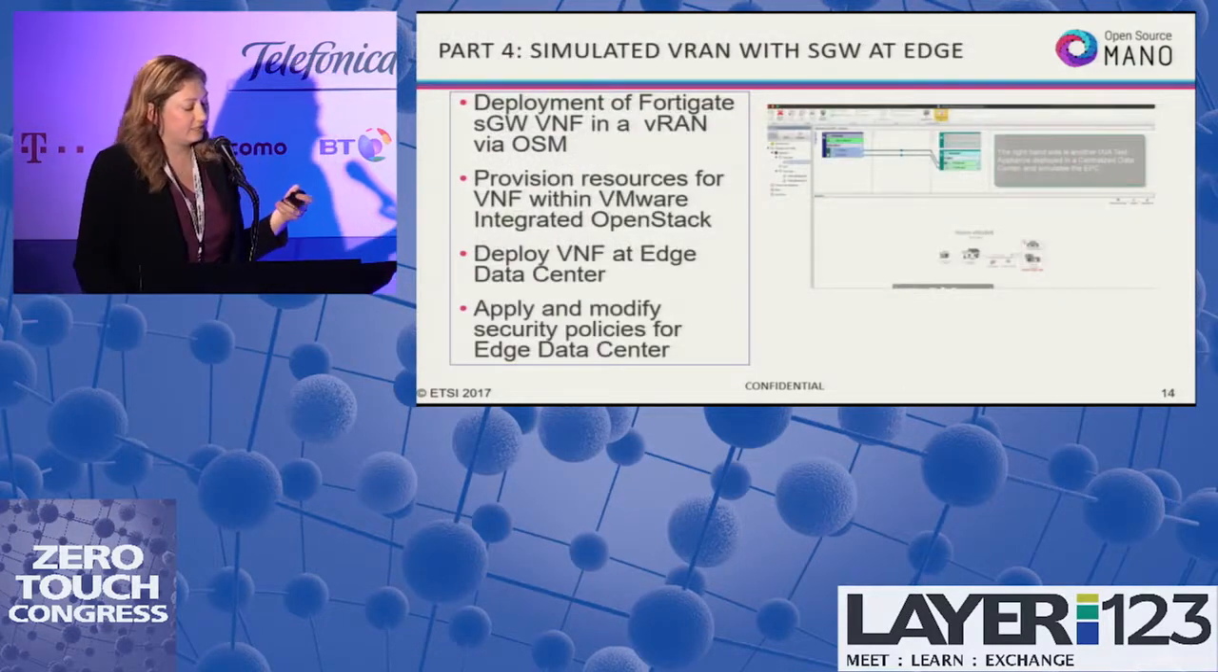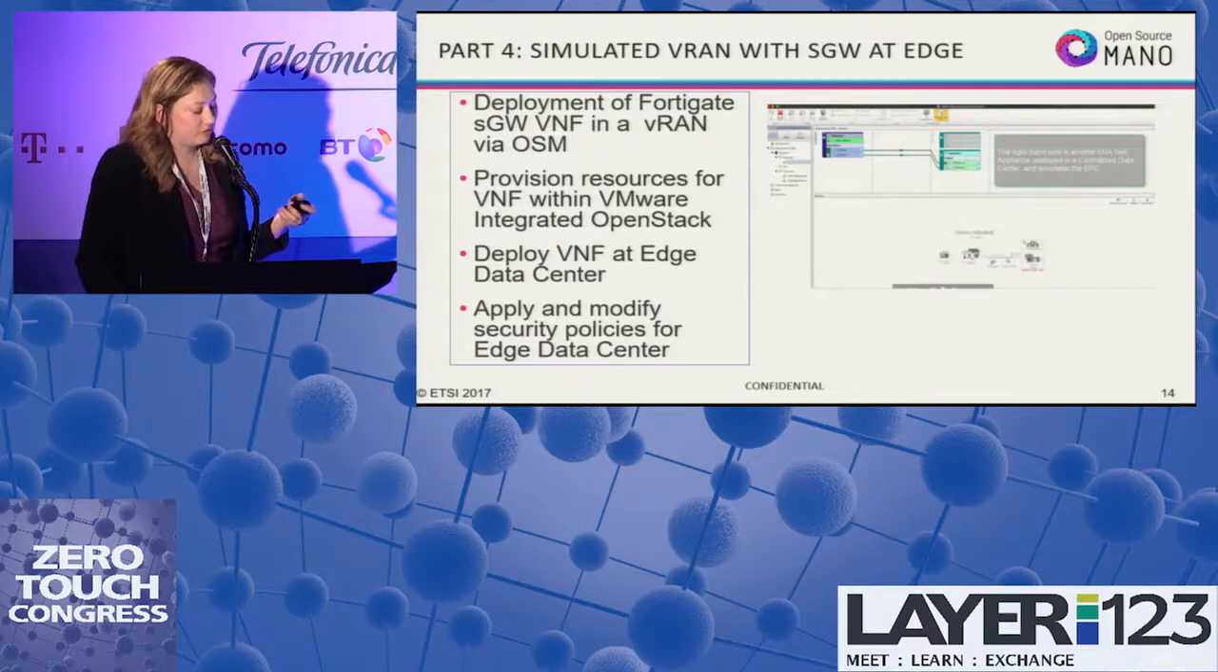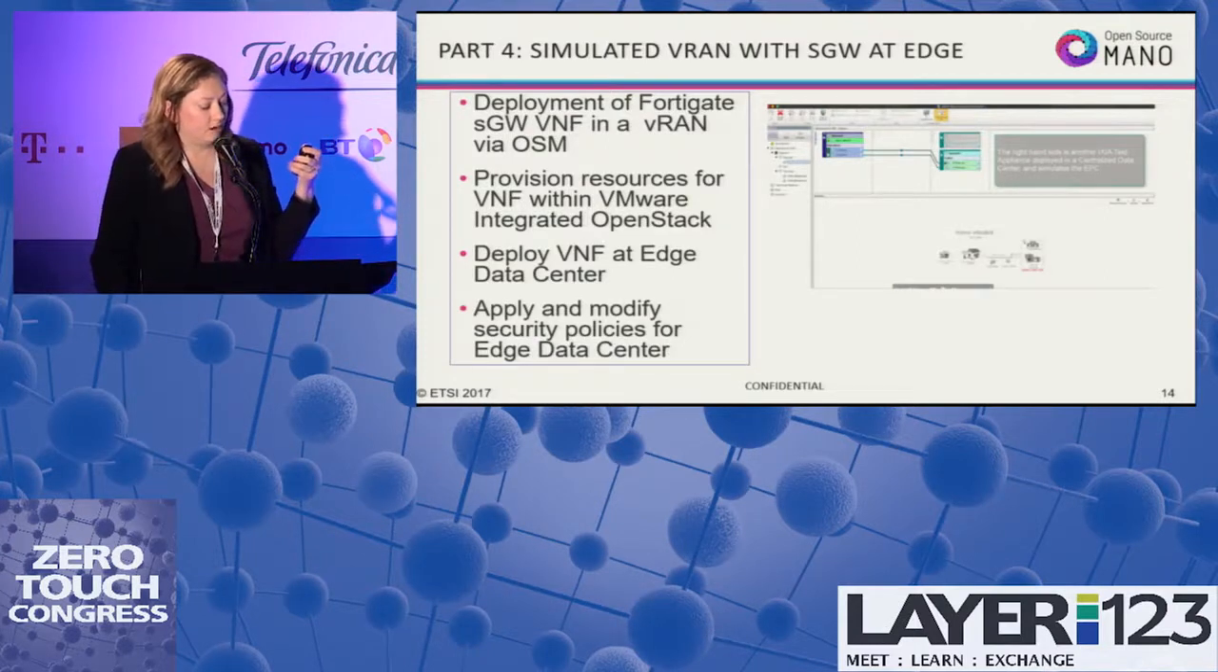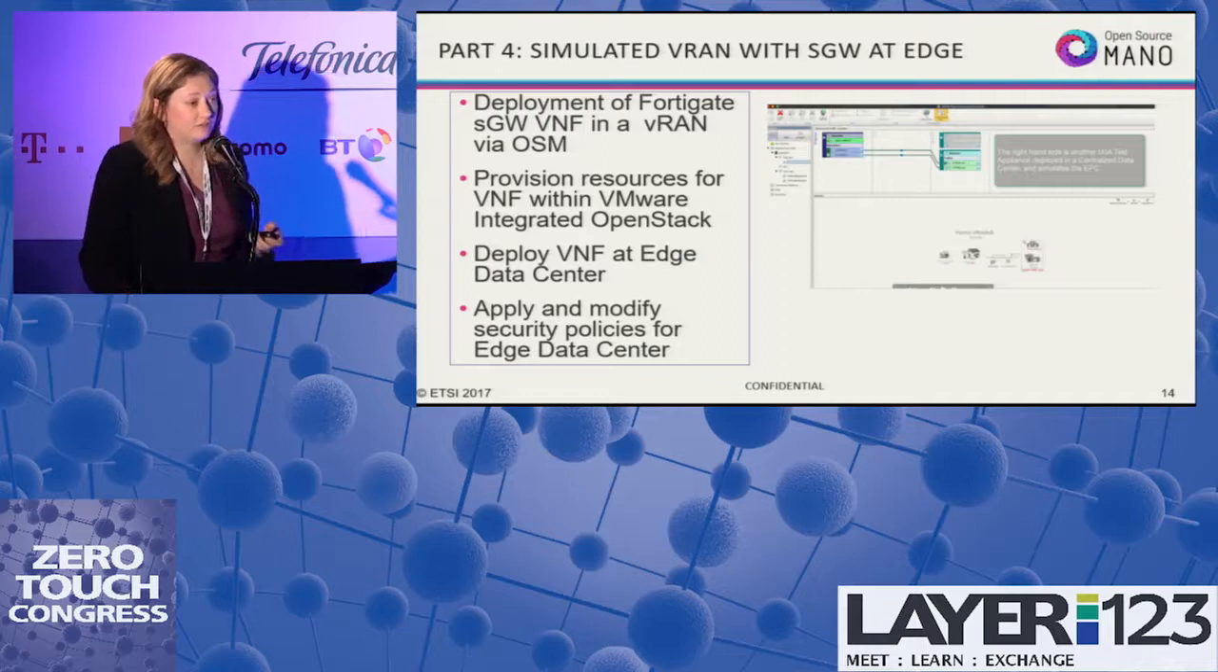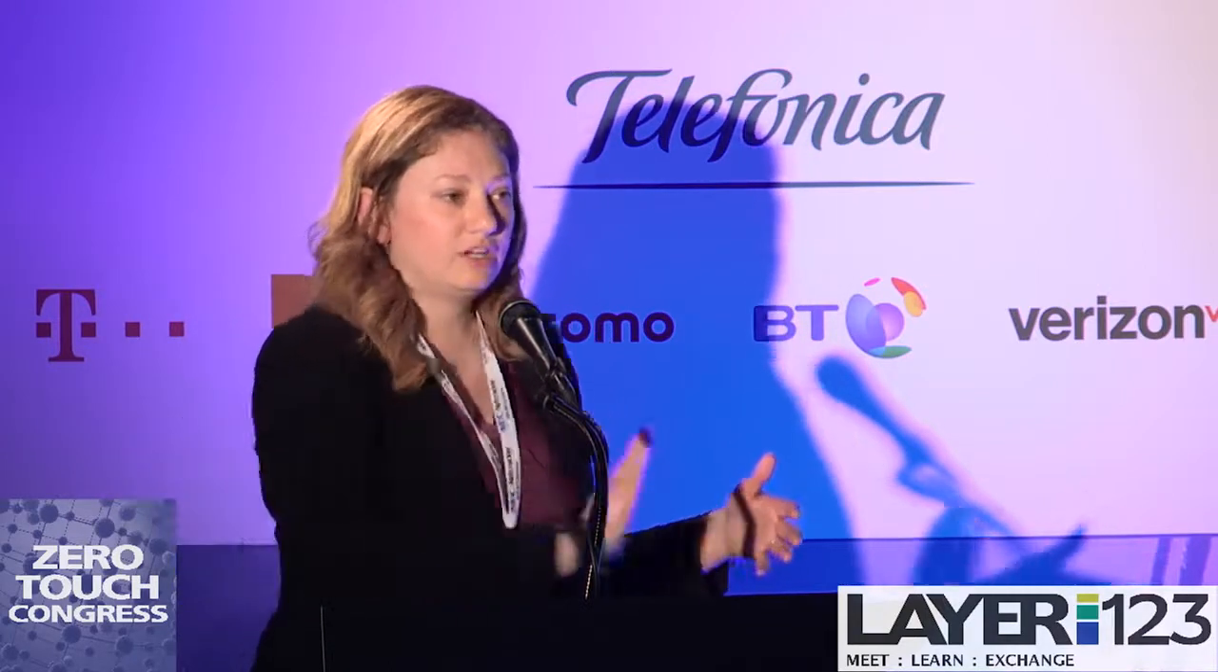And finally, the fourth use case we wanted to showcase was how we could, we had to use simulated vRAN because our lab wasn't big enough to actually have its own radio access network. So we used Ixia to simulate the vRAN traffic. But what we did was we used FortiGate as an S gateway to show that you can push that type of capability right down to the edge.